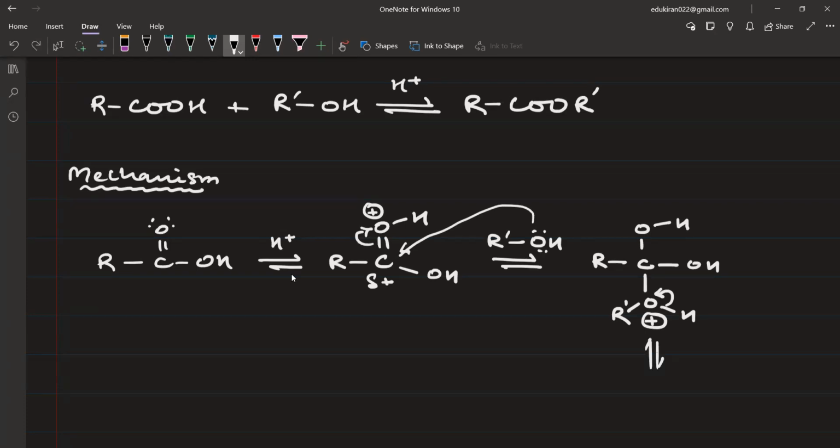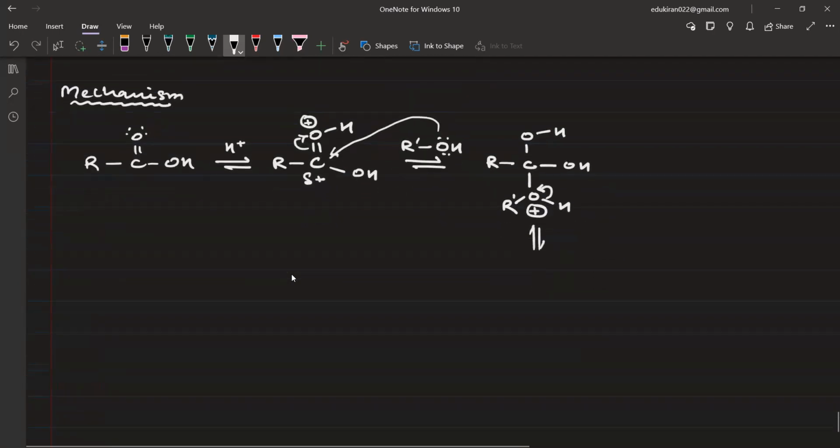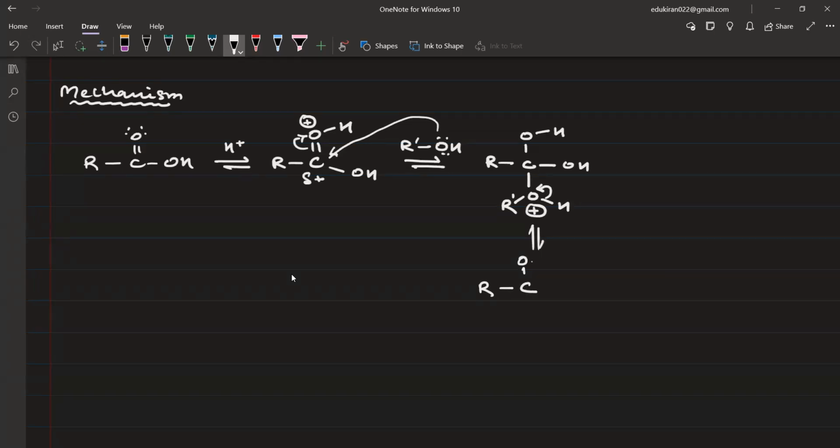All of these are equilibrium steps. Okay, all of these are reversible steps. Please write this. Now, once this happens, this is going to give the electron here. You're going to get what? You're going to have R, C, the OH is as it is.